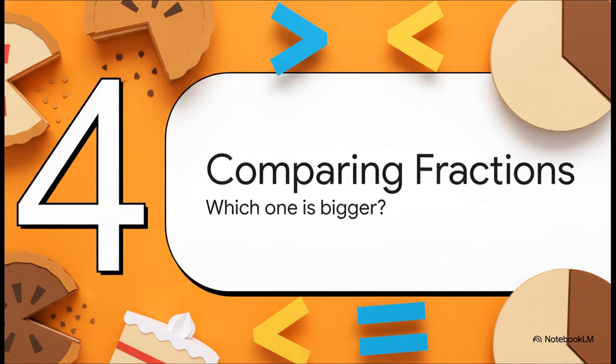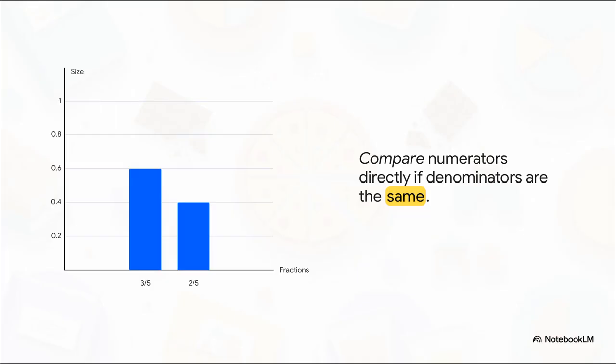All right, Section 4, Comparing Fraction Sizes. Basically, which one is bigger? Think of this like a showdown to figure out which fraction gets you the bigger piece of dessert. First up, let's look at a showdown where the denominators are exactly the same. We're comparing 3/5 and 2/5. Notice that both of these shapes are split into 5 equal parts.